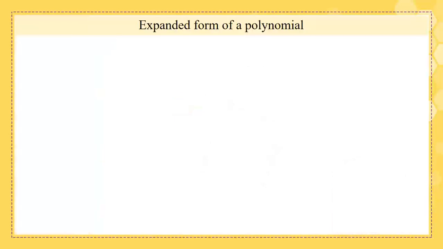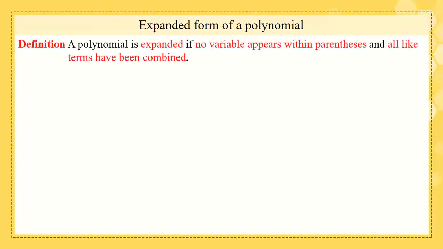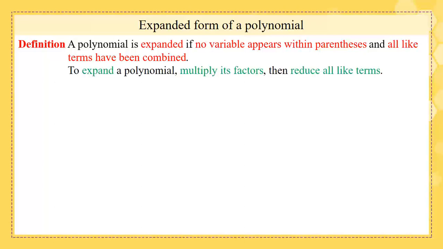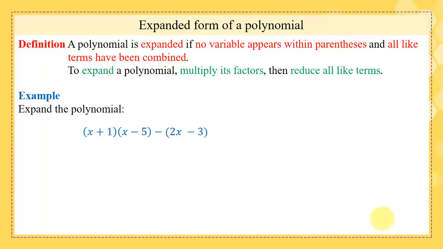Expanded form of a polynomial. Definition: a polynomial is expanded if no variable appears within parentheses and all like terms have been combined. To expand a polynomial, multiply its factors, then reduce all like terms. Example: expand the following polynomial: (x plus 1) times (x minus 5) minus (2x minus 3).